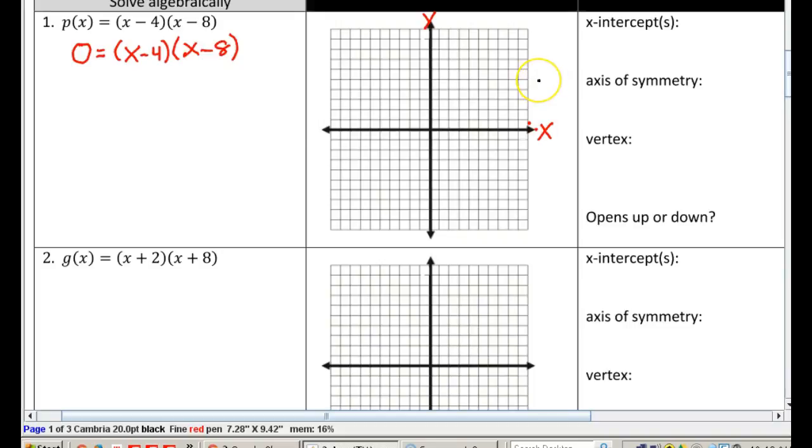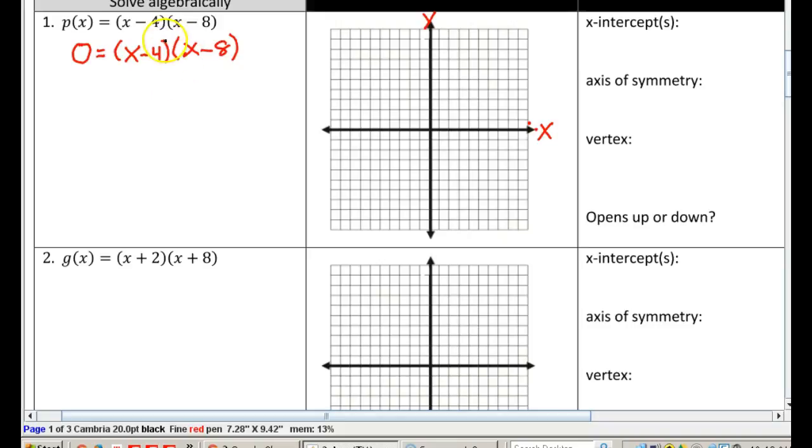Right here, the x-axis. Not up, not down, but right there in the middle at 0. Now, here's another little thing we have to look at. We're multiplying two numbers, right? This times this. I know it says x minus, but it's really two different numbers. Whatever x minus 4 is, that's a number. Whatever x minus 8 is, that's a number. So we're multiplying two numbers, and after we multiply those two numbers, the answer is 0.